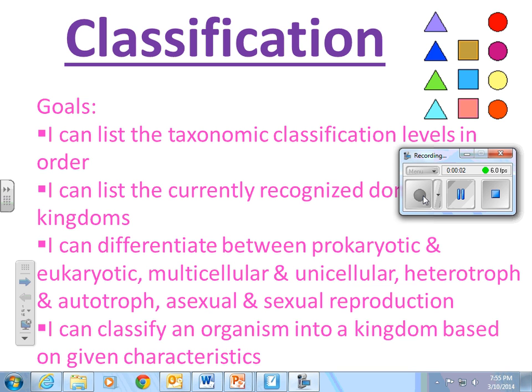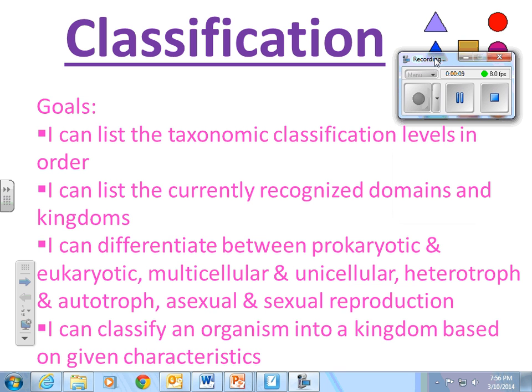Hey guys, this is Coach Kaiser, and I'm here to talk about classification, which is a review from 6th grade science. So hopefully you know most of this.